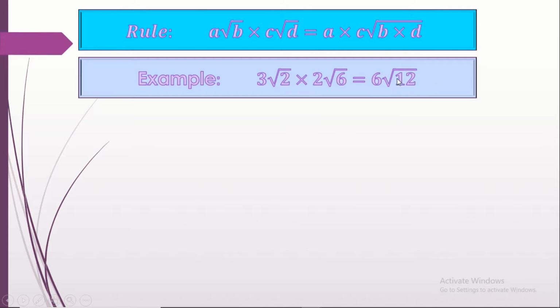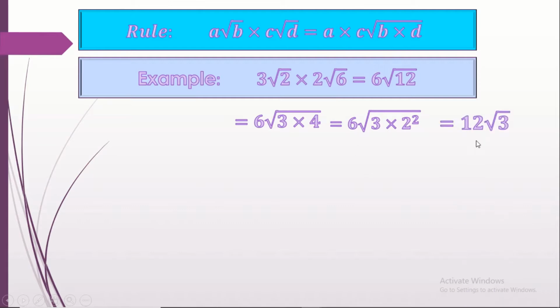Well, now 12, if you note, we can also simplify it. We can write it as 3 times 4, which is 2 squared. Well, so it's equal to 6 radical 3 times 2 squared. 2 squared, we can write it outside the radical. Square cancels radical for 2. 3 sure remains below the radical. Now 2 times 6 is 12, so it's equal to 12 radical 3.